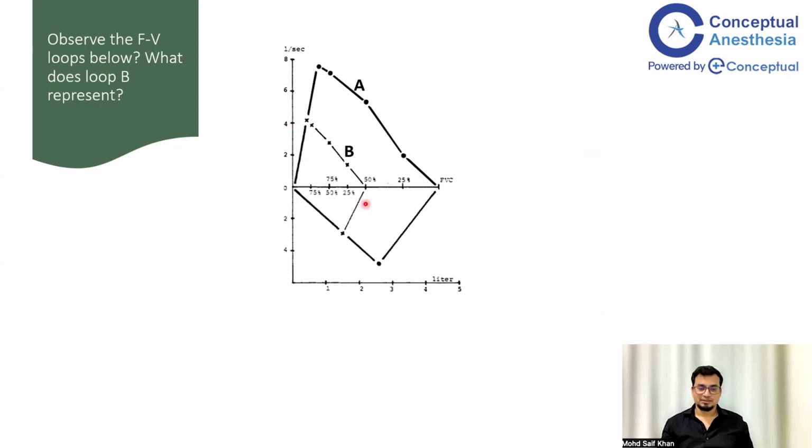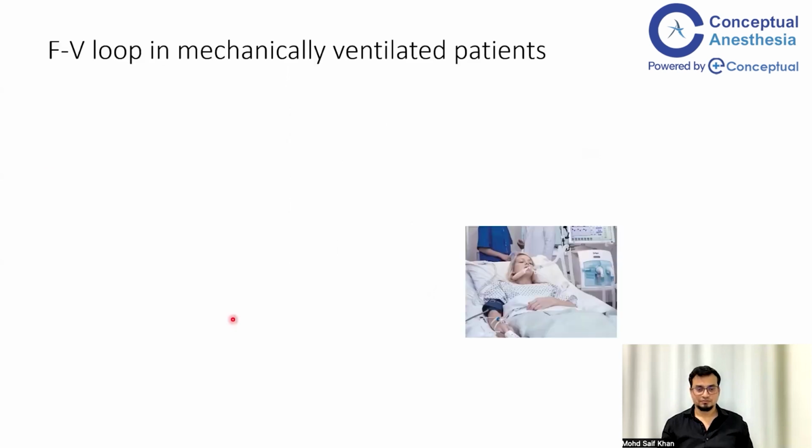And this has been obtained in a patient who had a neuromuscular disease, basically quadriplegia. So this curve represents the quadriplegia, where the patient had all the capacities and lung volumes low. Okay, so this is another example of restrictive lung disease. Now we will come to the F.V loop.